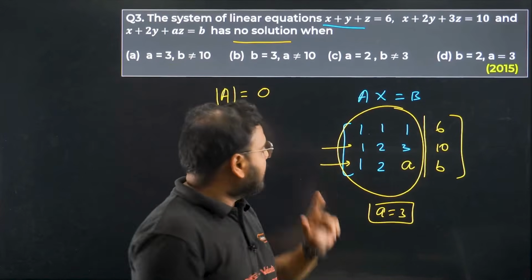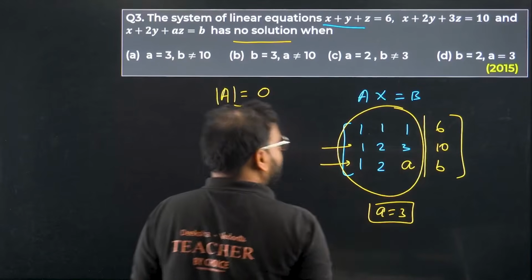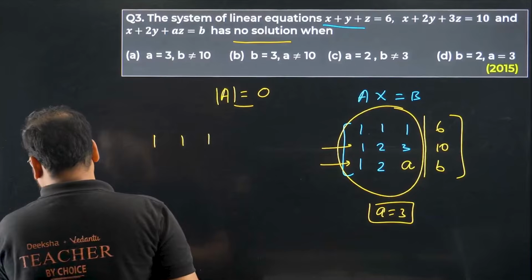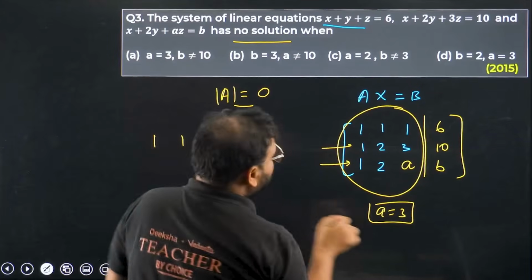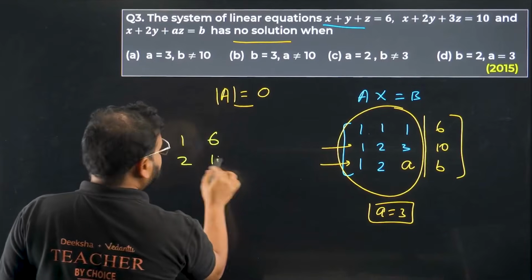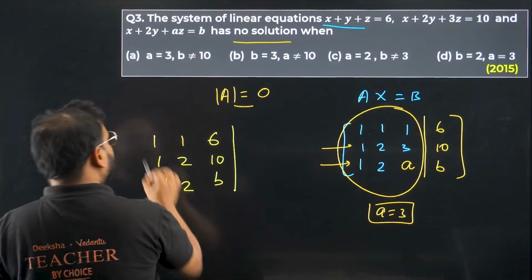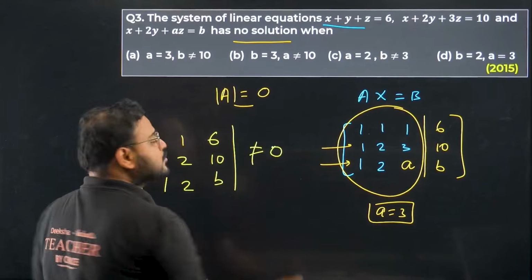Not good enough. Now I'm going to replace this matrix by the numbers 6, 10 and B for the last one. You don't actually have to write this, but I'm just showing you. Write here 6, 1, 2, 10 and 1, 2, B. For this also, the determinant should not be equal to 0.